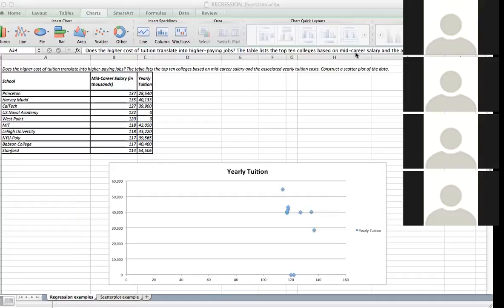All right, so Alex, I would agree with you. I hope the others agree with Alex as well, right? If you ignore the Naval Academies, it looks kind of like a negative curve, right? A negative relationship. The curve goes from the upper left to the bottom right.